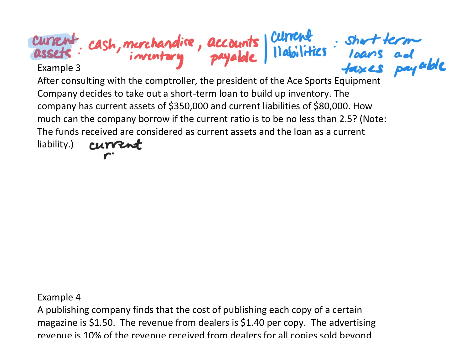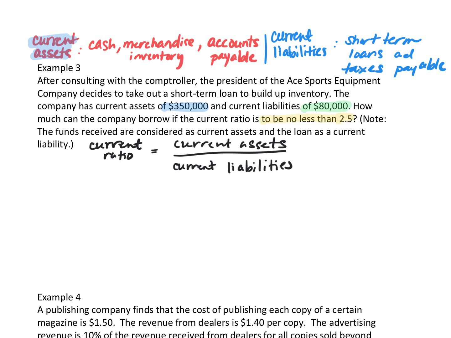So current ratio is current assets divided by your current liability. Okay, so let's look at how we would write an equation. The first thing we want to look at: my assets are $350,000. My liability is $80,000. The current ratio, though, has to be no less than 2.5. So that helps explain why we have an inequality happening here.